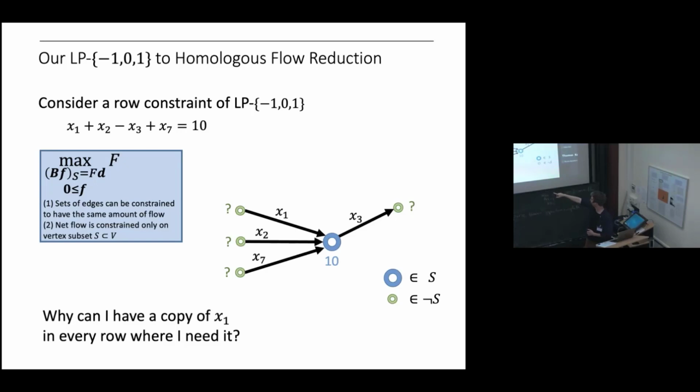And now the only question for the audience is, why can I have a copy of x1 in every row where I need it? I have this homologous thing. It's kind of immediate, right? I can just say all the x1 edges should be homologous.